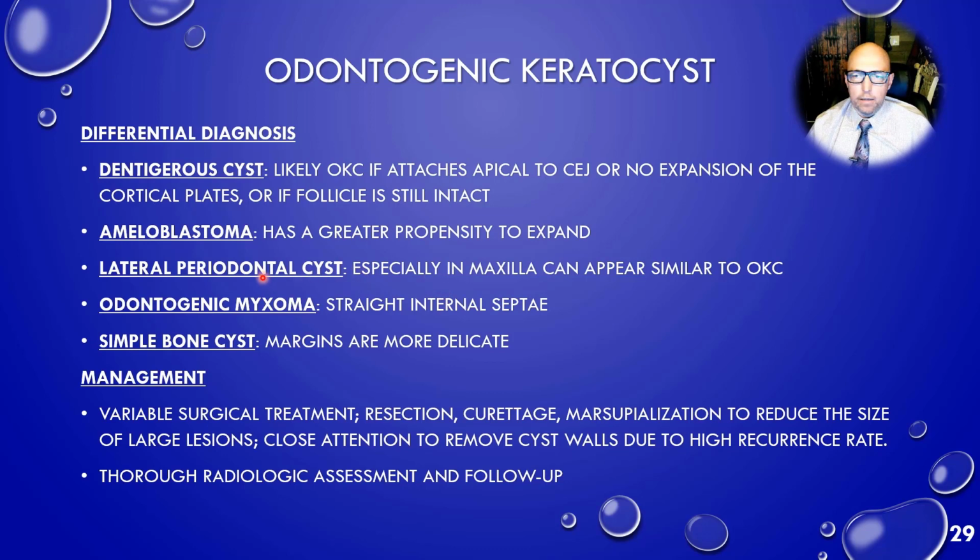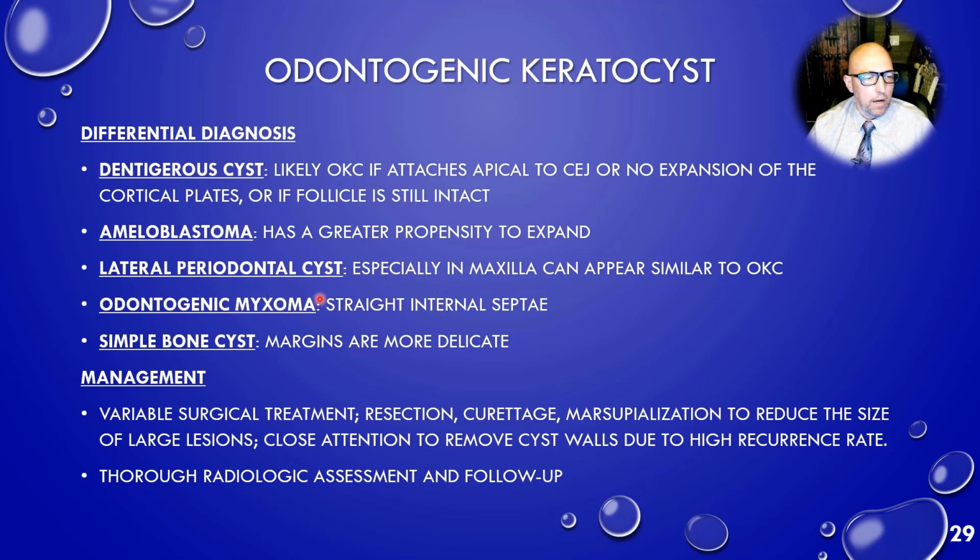Lateral periodontal, I mentioned that globulomaxillary in the anterior maxilla. They found that that's not really its own distinct lesion, but that some of those tended to be lateral periodontal cysts. So if you see something in the anterior maxilla that's a well-defined unilocular radiolucency, could be OKC, could be lateral periodontal cyst. So have that on the differential.